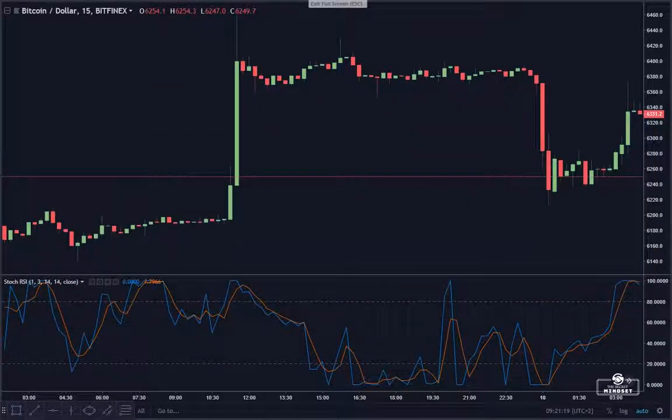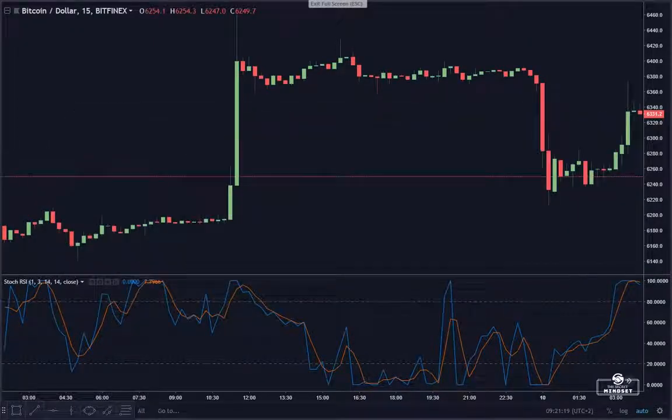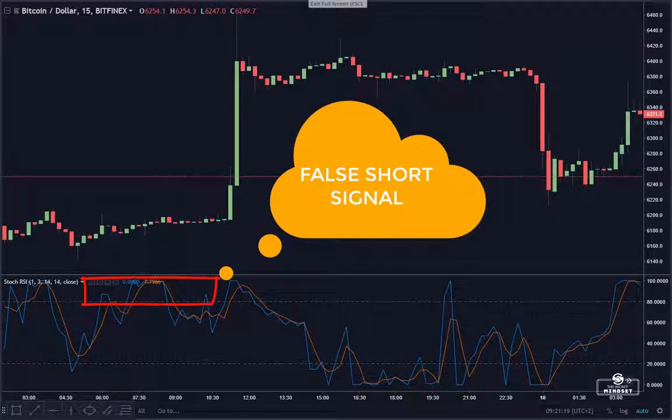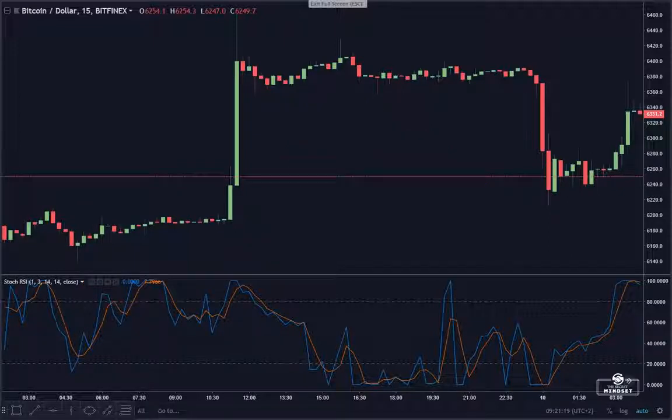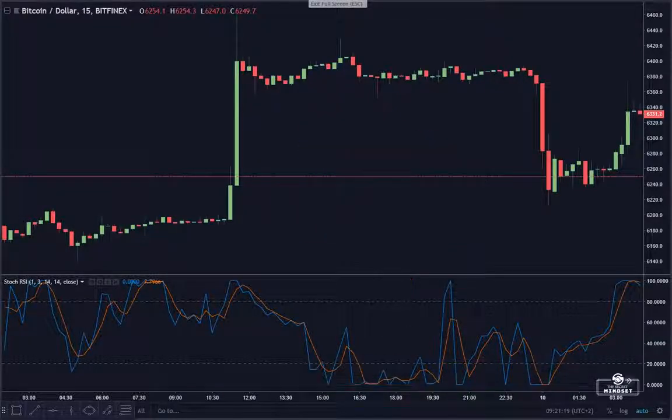So, how do we trade with the stochastic RSI? First, we forget about overbought and oversold signals. As many traders use the RSI in a wrong way, there is a high chance that they will also use the stochastic RSI in a similar manner. Entering counter trend positions whenever the stochastic RSI indicates overbought or oversold conditions will only lead to losing positions. Being a lagging indicator, my advice is to forget about using stochastic RSI for trading overbought and oversold conditions.